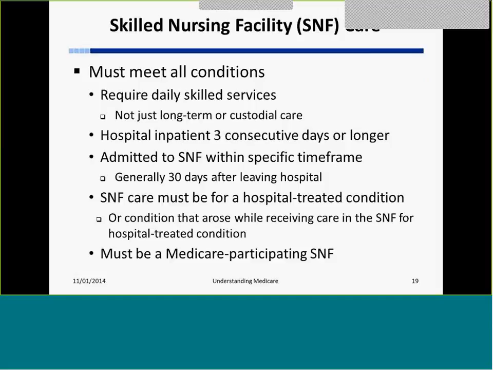Skilled facility coverage. Again, many people, especially Lou, can tell you, they think, well, Medicare is going to cover my long-term care costs. It's strictly a therapy that's going to get you better, get you home. It's not long-term custodial care. You are required an inpatient stay of 3 consecutive days or longer, and you must be admitted to a skilled nursing facility, generally within 30 days, that is approved by Medicare and for your treated condition.